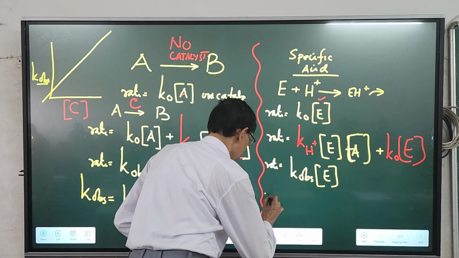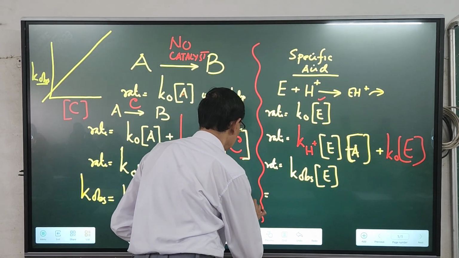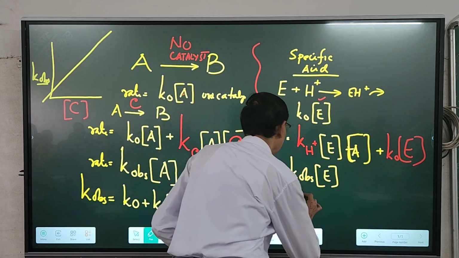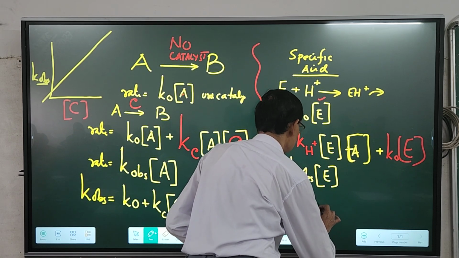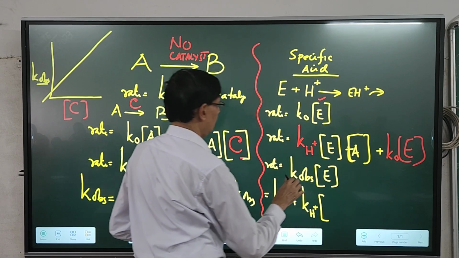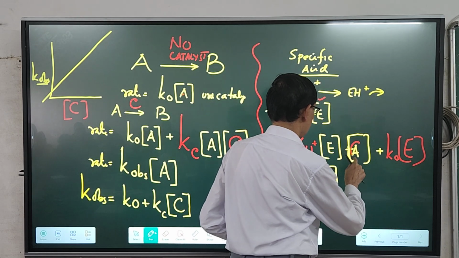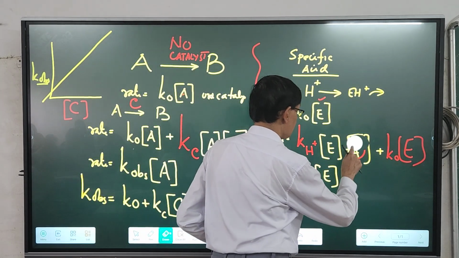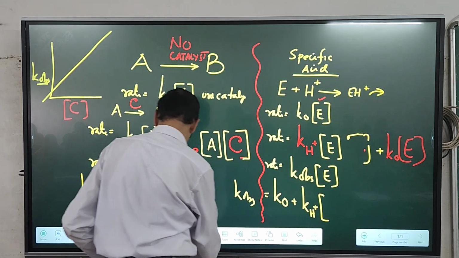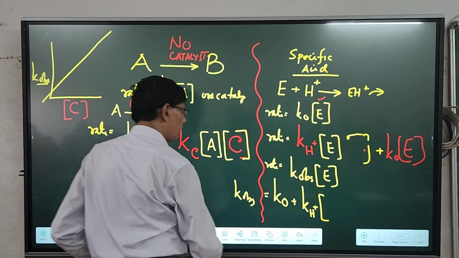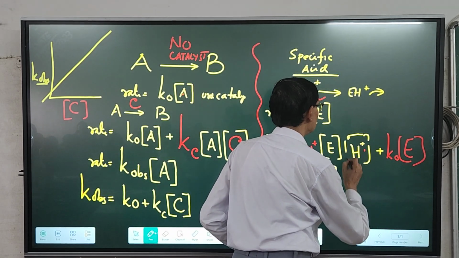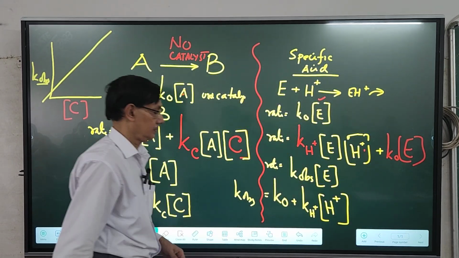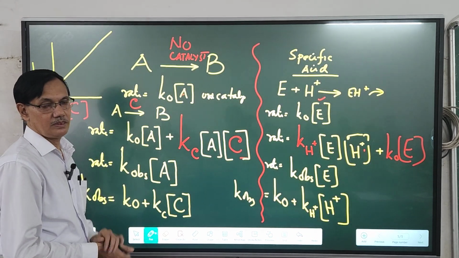So nothing new. K observed is equal to K0 plus K H plus. I must write here H or H3O, you can write. So is there any difference? Nothing.